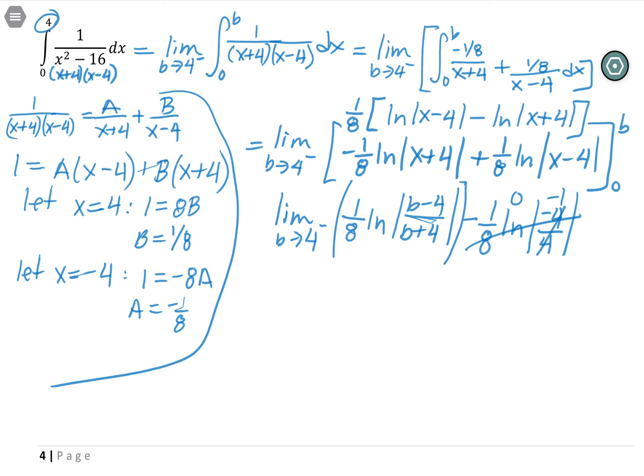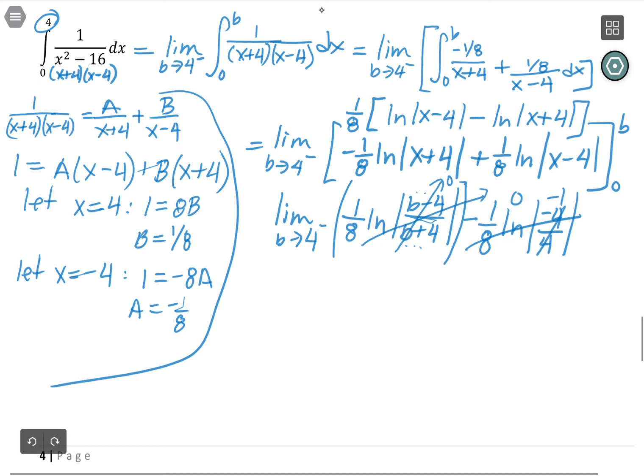Okay, so if b is really close to 4, on the bottom of this fraction, we're going to have something really close to 8. And on the top of this fraction, we're going to have something really close to 0. So inside is going to 0. If you take the natural log of something really close to 0, you're going to get something really close to negative infinity. So it looks like, in this case, the whole thing diverges.